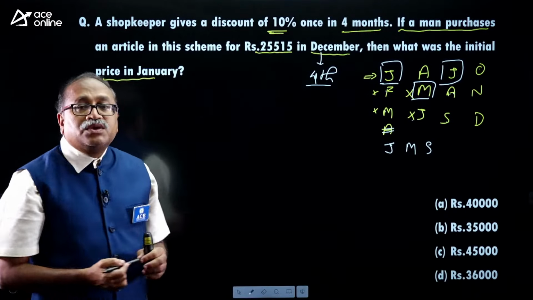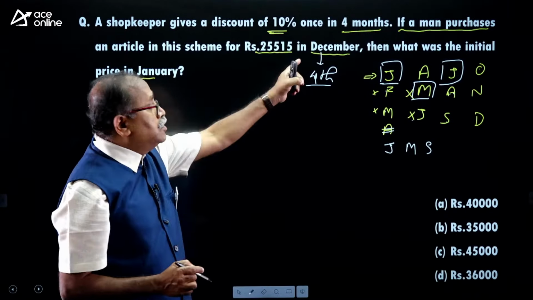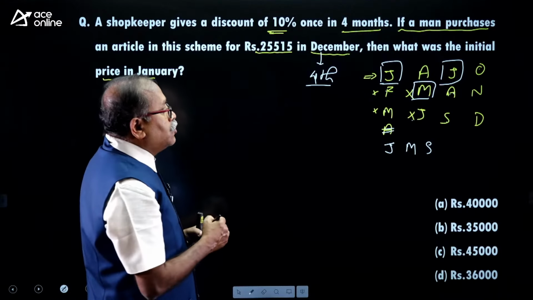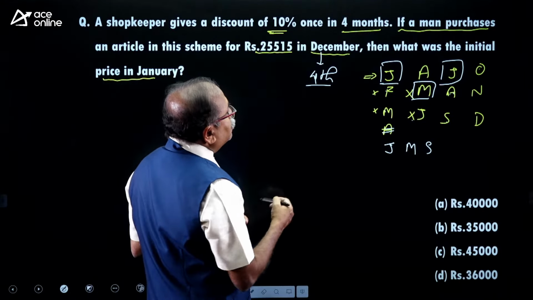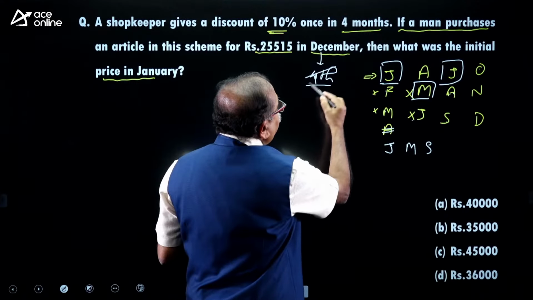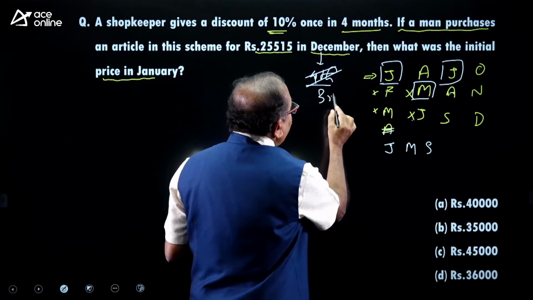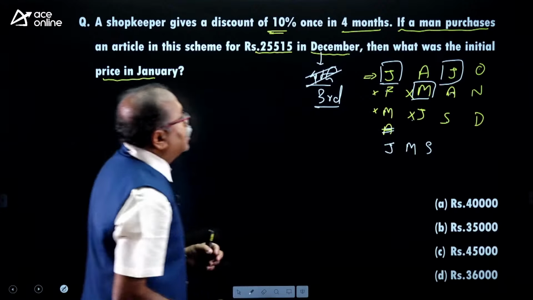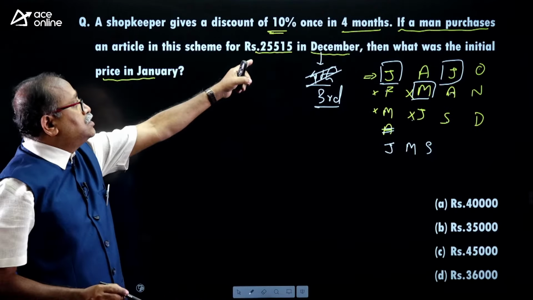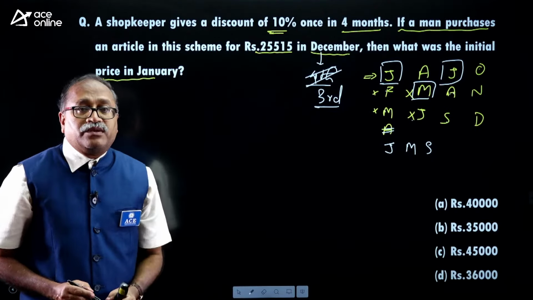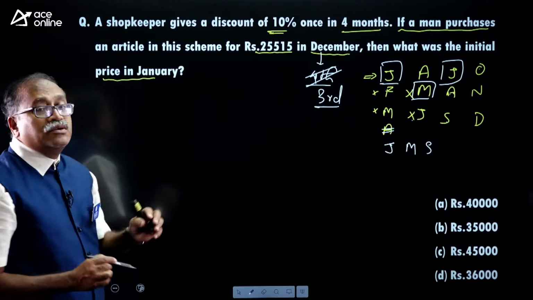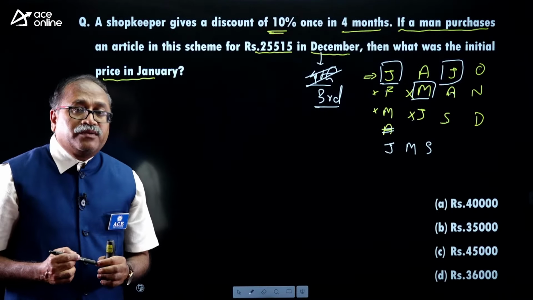Okay. So the discount in the month of December will be the third discount, I think. Yes, it should be the third discount. And after the third discount, the price is 25,515. I need to find out the price in the month of January.